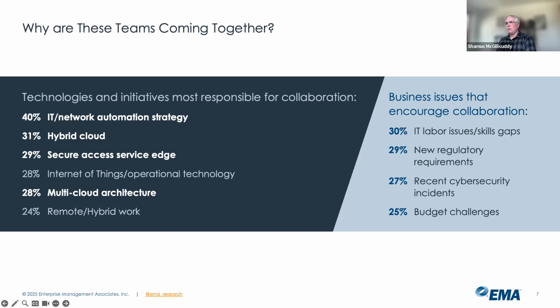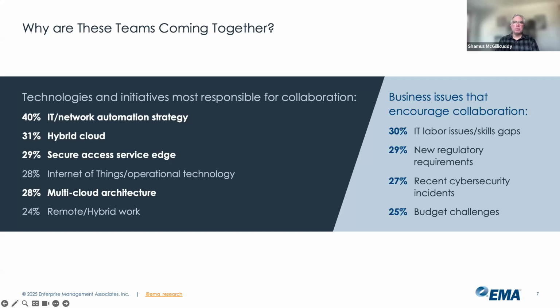So on the left, we have technologies and initiatives that an enterprise is engaged with that are responsible for or driving that collaboration. And you see 40% said, well, we're trying to implement more IT or network automation, and a lot of that automation impacts security, like firewall automation, or implementing security policies and infrastructure through automation. Or 31% said hybrid cloud, and I mentioned guardrails in a cloud environment.